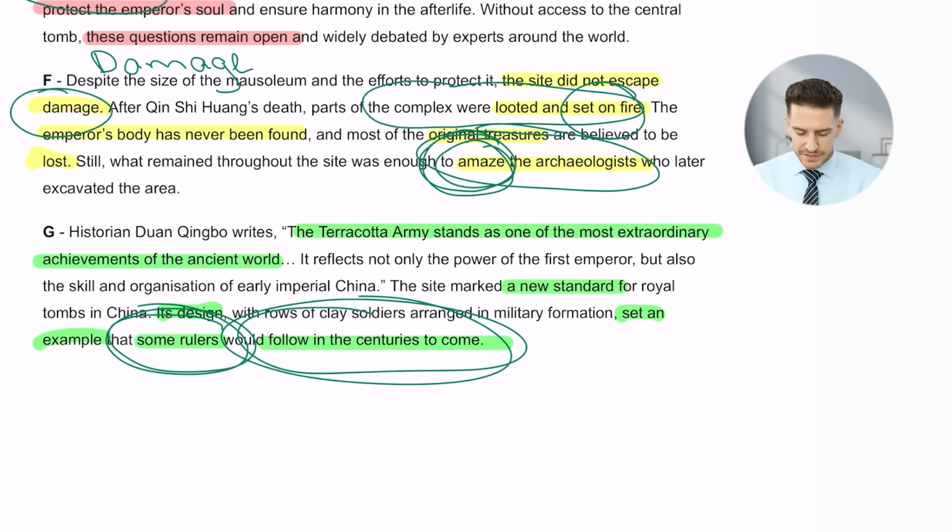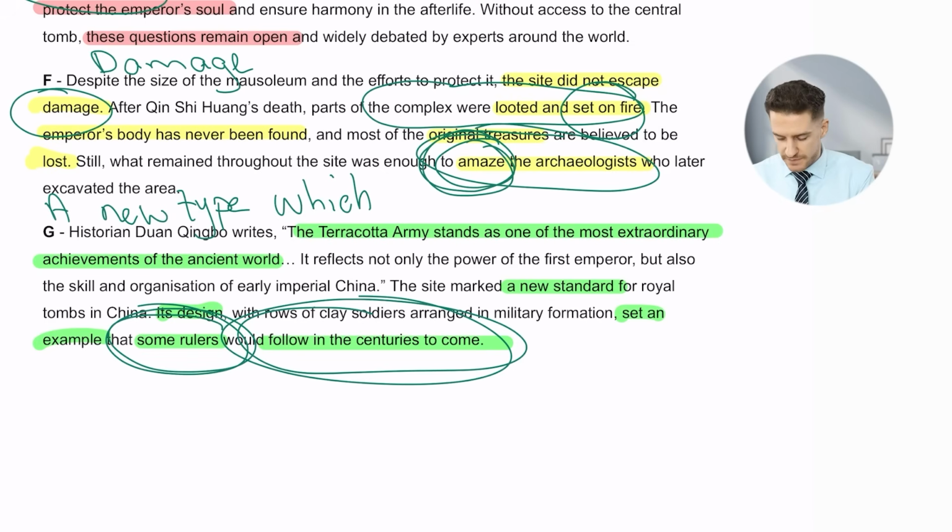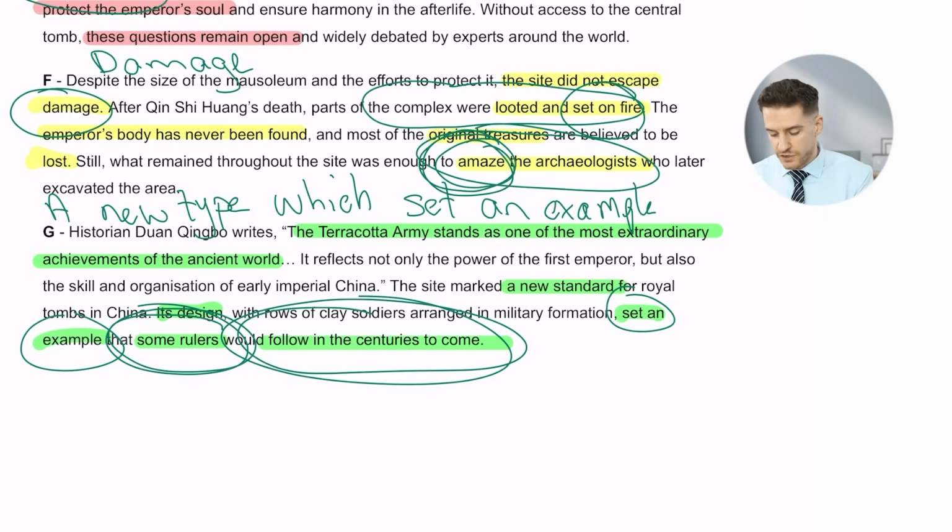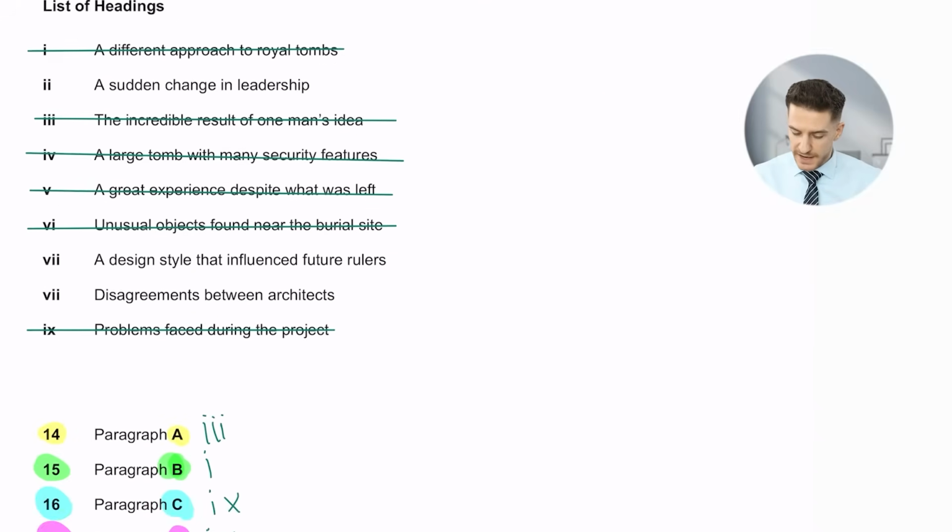So I would say something like a new type. Okay, a new type of tomb or burial site, which, and then I'm just going to copy the words from down here, set an example. Okay, if you're giving or creating your own heading, of course, you can copy the words from the passage. It doesn't matter. What's important is that you get a general idea of the meaning of that paragraph. So let's go back down now and have a look.